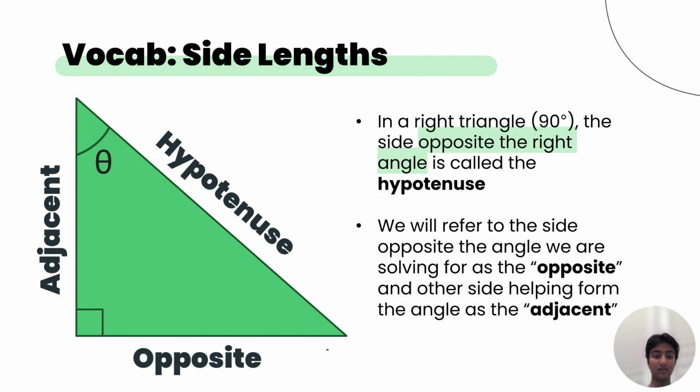Okay, and we will refer to the side opposite to the angle as the opposite, and the side adjacent to the angle as the adjacent side. So this, for example, is the angle, and we call this letter right here theta. Theta is a Greek letter, and it's used for an unknown angle measure. So over here, as you can see, the side opposite is called opposite, and the side adjacent is called adjacent.